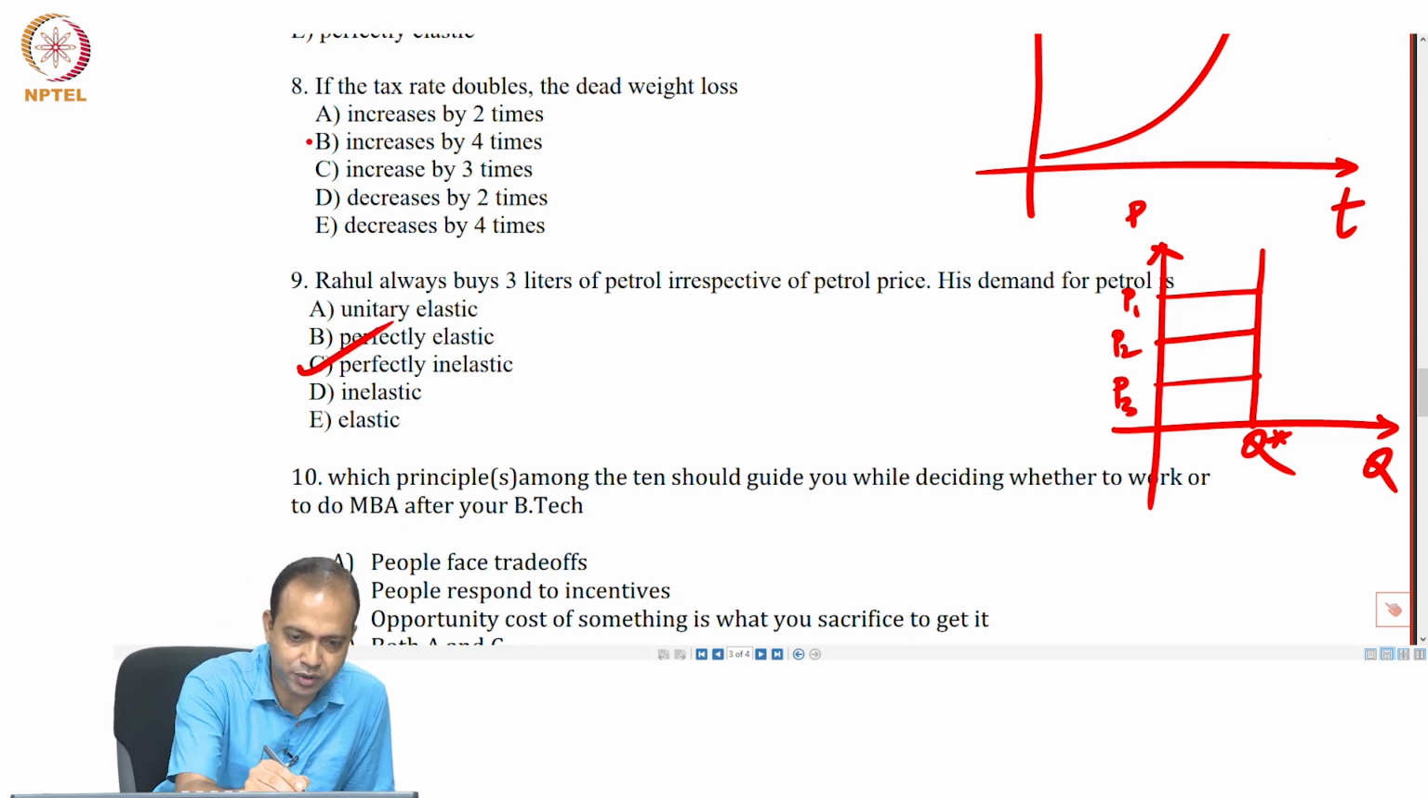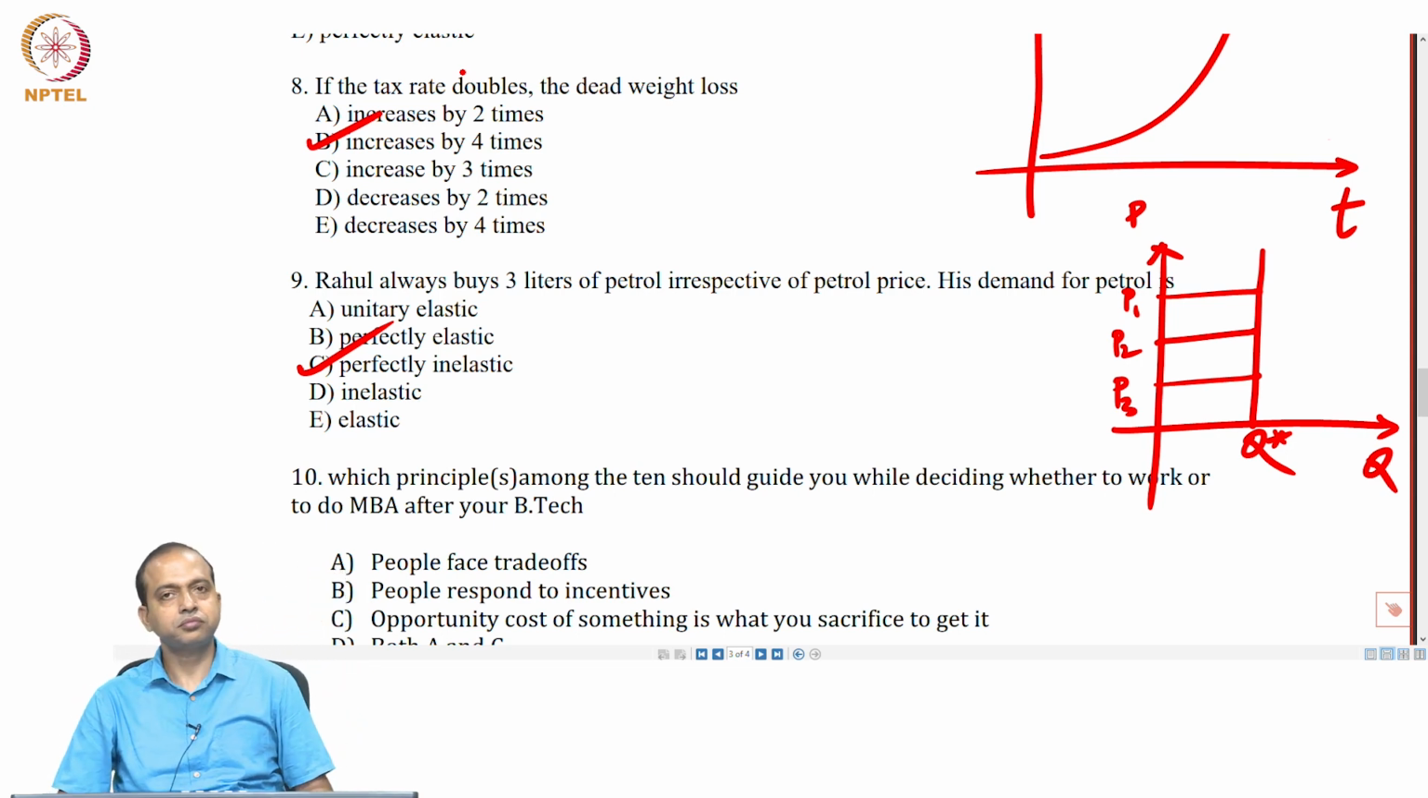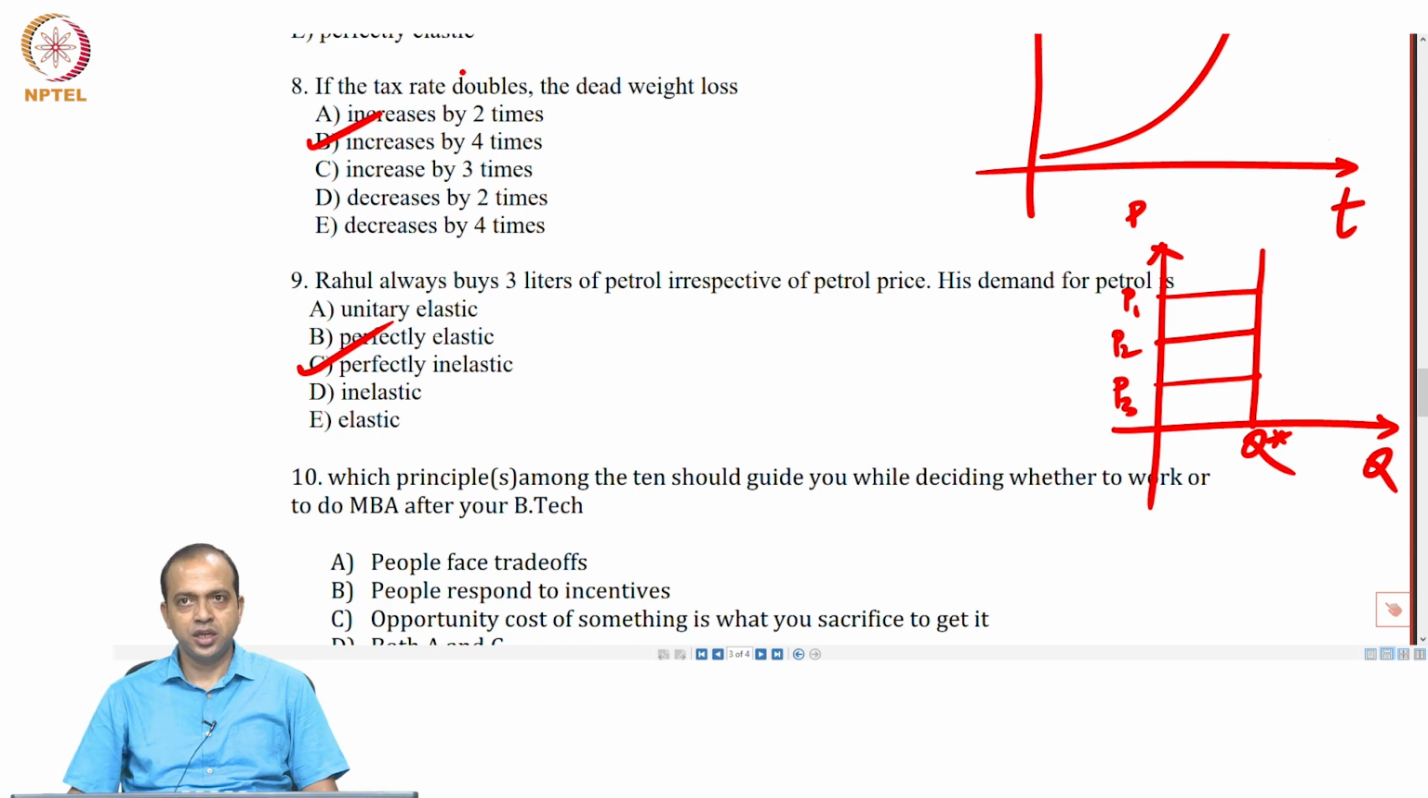Here I forgot to mark, right. So, this is perfectly inelastic kind of demand for Mr. Rahul, who always buys 3 liters of petrol irrespective of the price. So, that is another application of elasticity that you can think of, right.